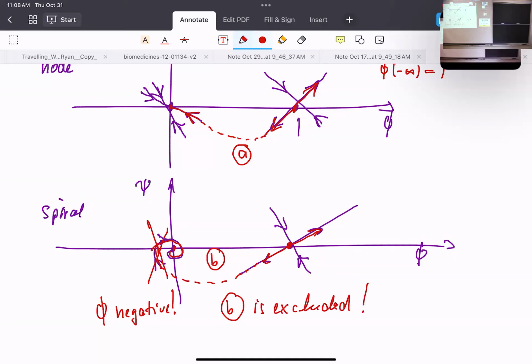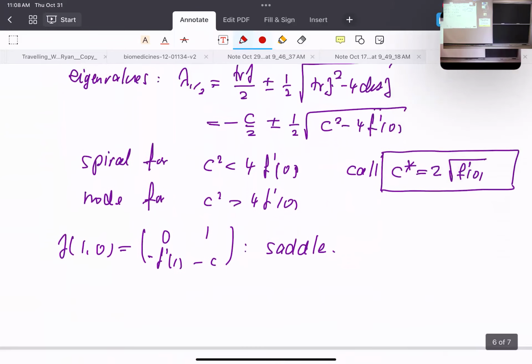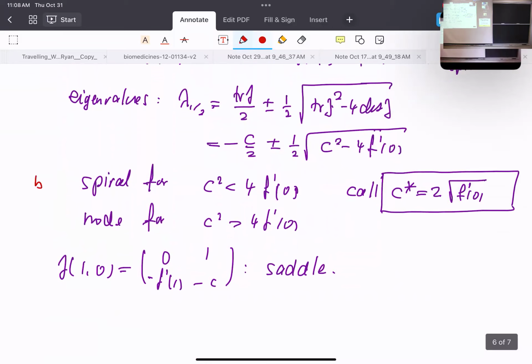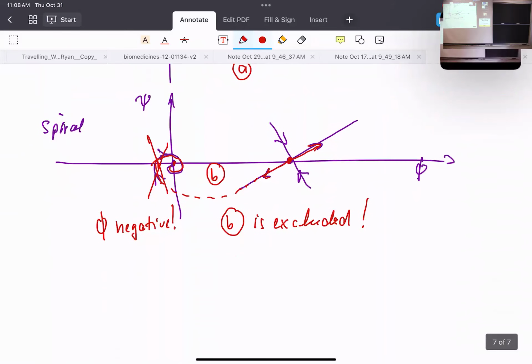But wait. When did B happen? B happened here. The spiral case. So this was the B case. This was the A case. This happened when C is less than C star. So we find a critical speed, C star, and if I'm below C star, I cannot have a solution. So C less than C star is not possible. So we find a minimum. C star is something like the minimal possible speed, maybe.